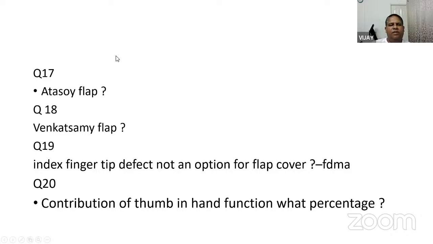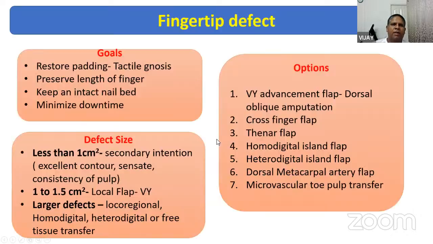This is the last question, wherein the Atasoy flap, Venkateswamy flap, which is not an option for an index finger defect, and what is the contribution of the thumb in the hand function. All these will be covered in the next few slides.